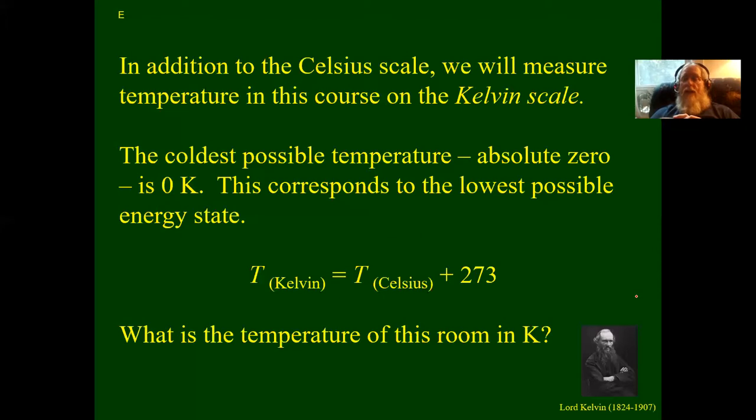So when we need an absolute scale, we're going to use the Kelvin scale. 0 Kelvin does actually correspond to this lowest possible temperature. This is what the big K stands for. And it turns out it's fairly easy to convert from Celsius to Kelvin. You just add 273 to the Celsius temperature.